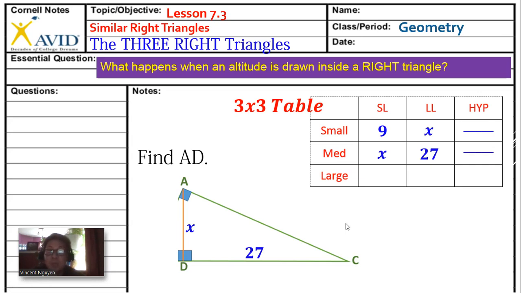Now I'm going to shift my focus to the very outside right triangle, which is the whole thing. The whole thing has a short leg of nothing, a long leg of nothing, and a hypotenuse which you can find by adding the short piece and the long piece together. So 27 and 9 would make 36. If you look at the large triangle with those two blanks, it's not going to help much. And if you look at the hypotenuse column with those two blanks, it's not going to help much. So our proportion actually comes from the 9 and the x, and the x and the 27.